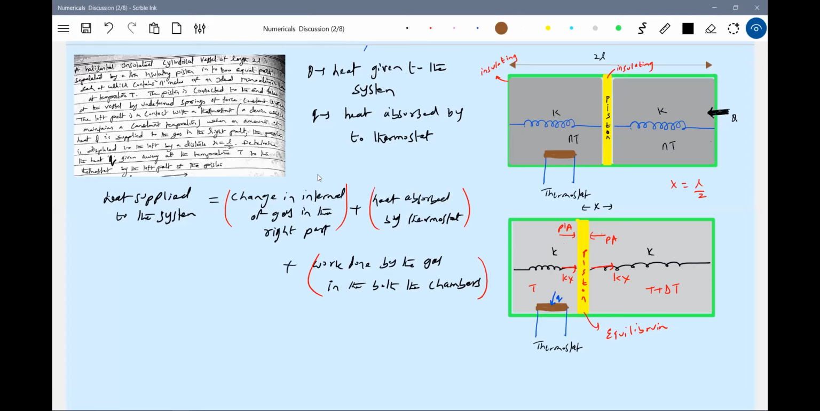So now, shall we write the forces? Look directly at this. At equilibrium, the net force on the piston should be 0. So PA minus P dash A minus 2Kx equals 0. Why 2? Because there are two spring forces, one compressed and the other elongated. Therefore, the net spring force will be 2Kx.